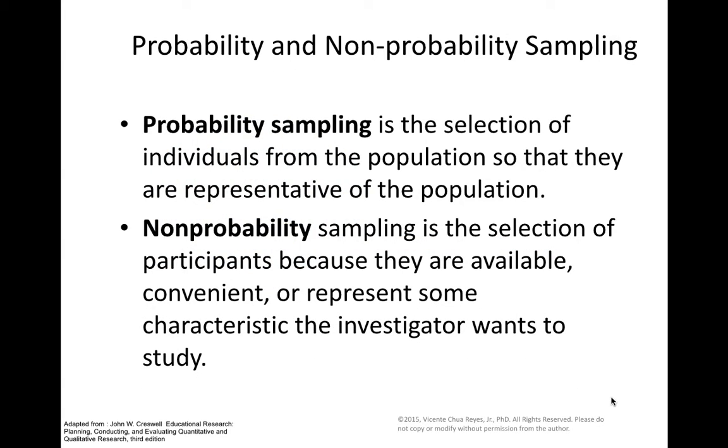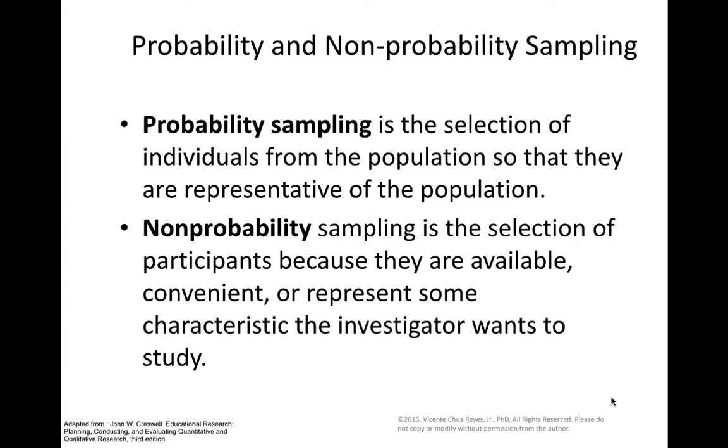When you take a look at sampling, there are 2 types, probability and non-probability sampling. Probability sampling is a selection of individuals from the population so that they are representative of the population. In other words, each member of the population, if you're using probability sampling, has an equal chance of being selected for your sample. Non-probability sampling is selection of participants because they're available, convenient, or represent some characteristic the investigator wants to study.